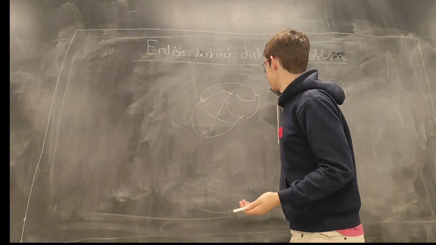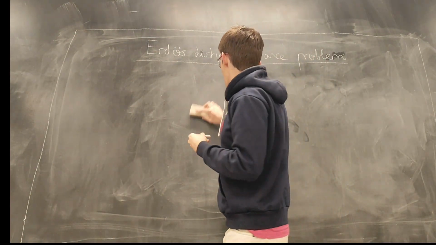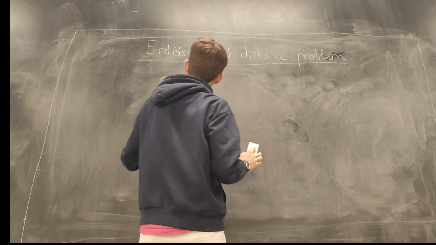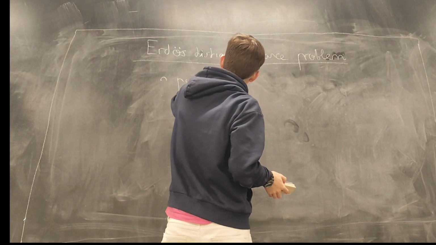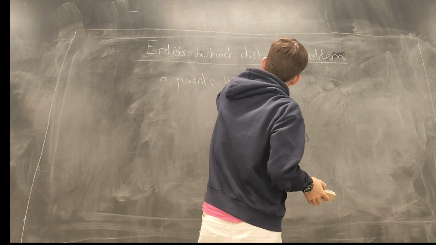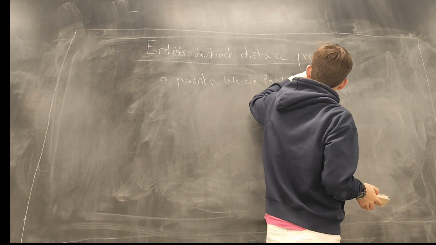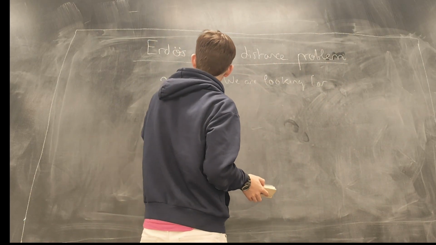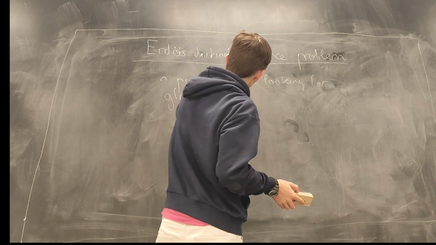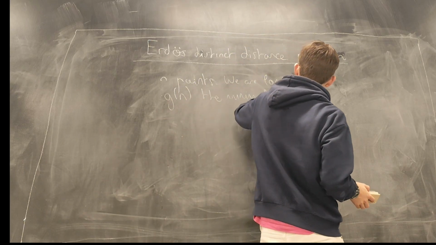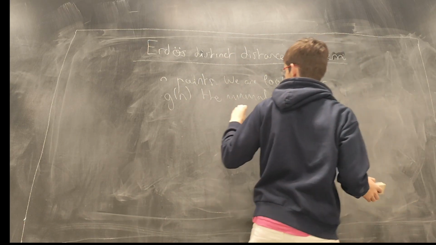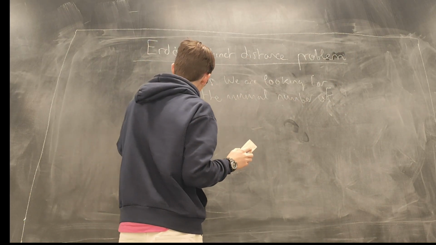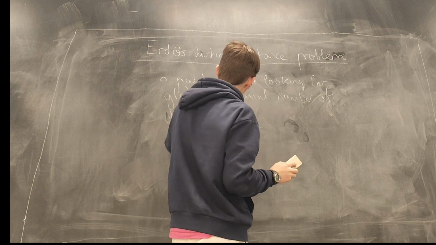So more formally, if we have n points in the plane, well, we are looking for, so we'll call it g of n, the minimal number of distinct pairwise distances between these points.